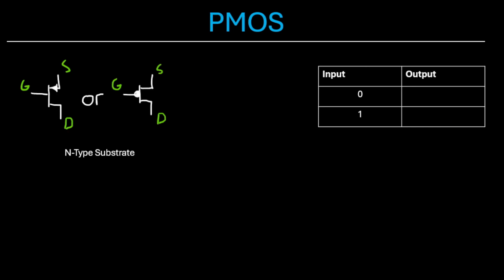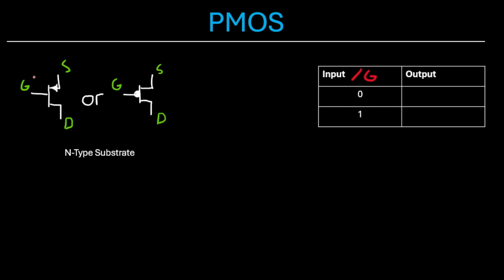Now let's take a look at the PMOS transistor. Again, two symbols for PMOS, both are interchangeable. They each have a gate, drain, and source, similar to the NMOS. However, these are of the N-type substrate. So again, we can make a truth table where our input is applied to the gate.